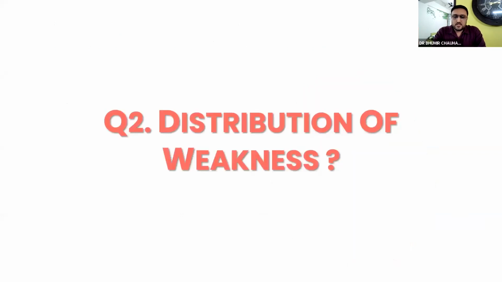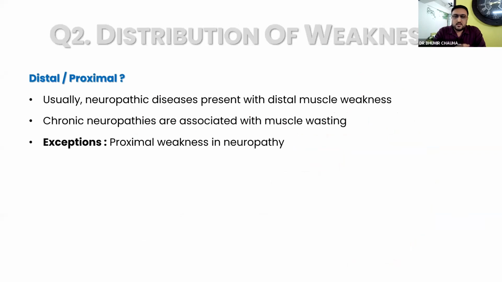Next comes distribution of weakness. So if the patient has a history of weakness, or you on examination are finding a motor weakness, then you should be able to tell whether the patient has got a distal weakness or a proximal weakness or both. Conventionally in peripheral neuropathy, there is a distal weakness. Chronic neuropathies are more associated with muscle wasting. So you should be observant about muscle wasting, especially when you are examining the patient. Exceptions are there where neuropathies will come as proximal muscle weakness also. We will see that in a later slide.